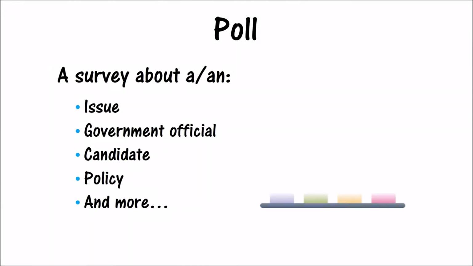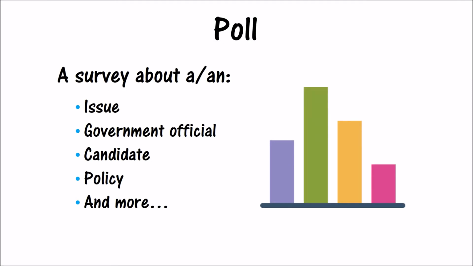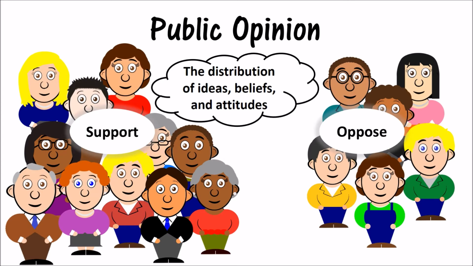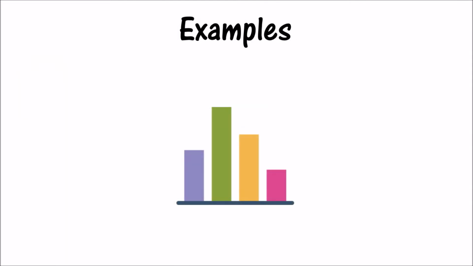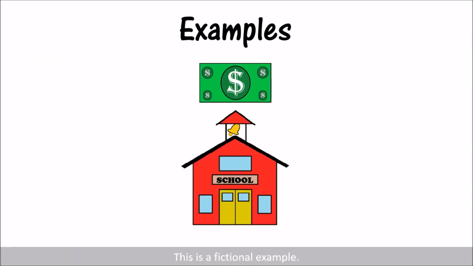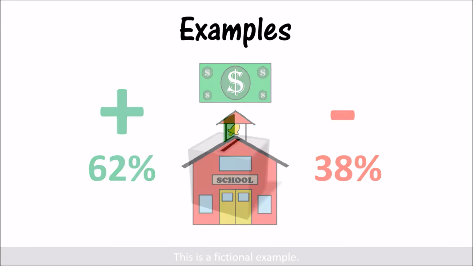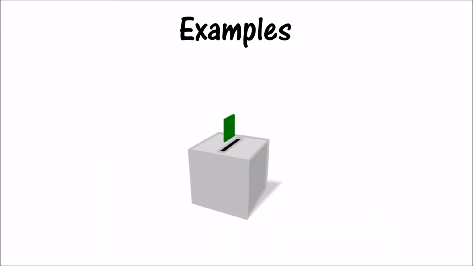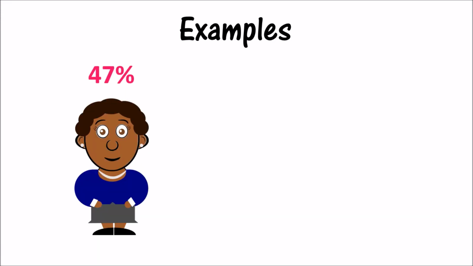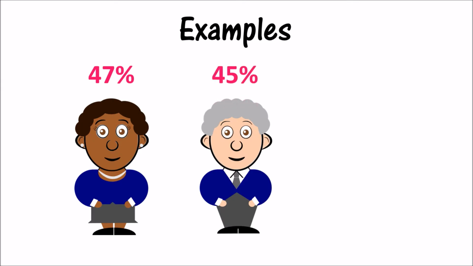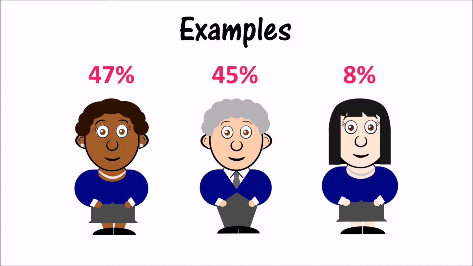A poll is a survey that provides information about what people think about an issue, a government official, a candidate, a policy, or something else. Conducting a poll is a great way to gauge public opinion. For example, a poll may show that on an issue like school funding, 62% of people favor increasing school funding, while 38% are opposed. Or a poll for an upcoming election may show support for candidate A at 47%, candidate B at 45%, and candidate C at 8%.